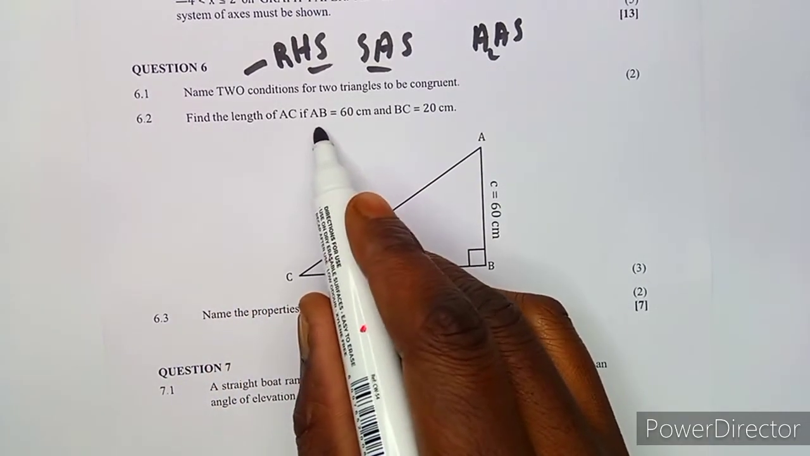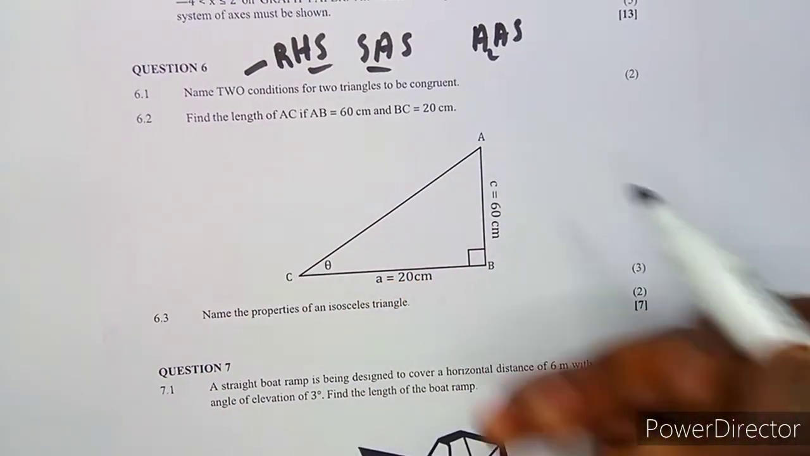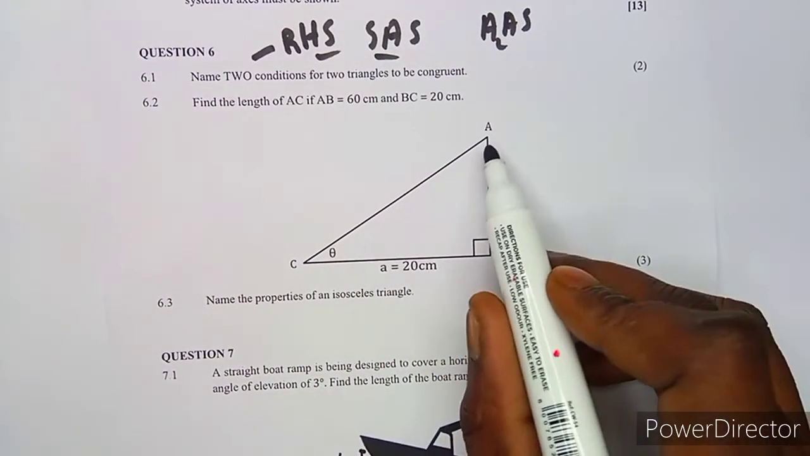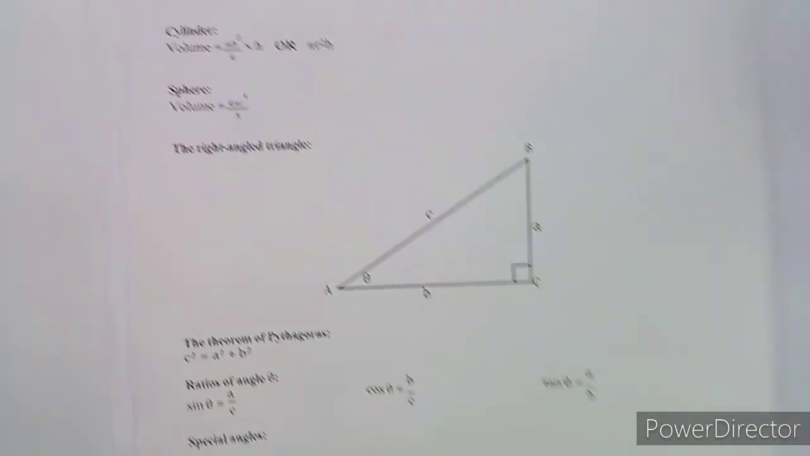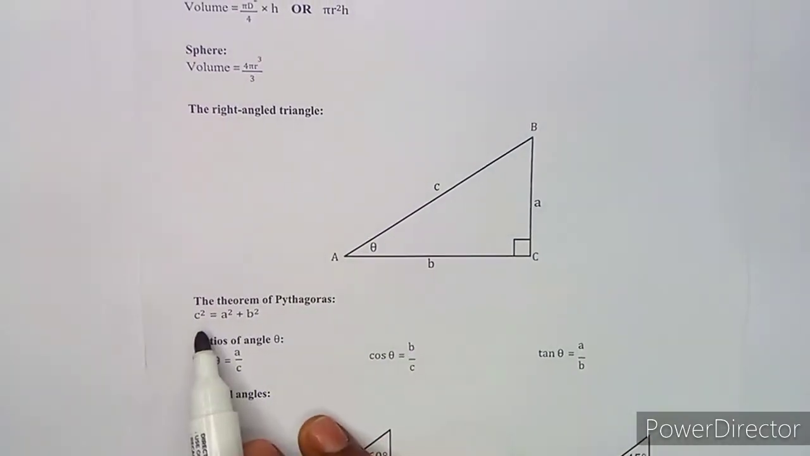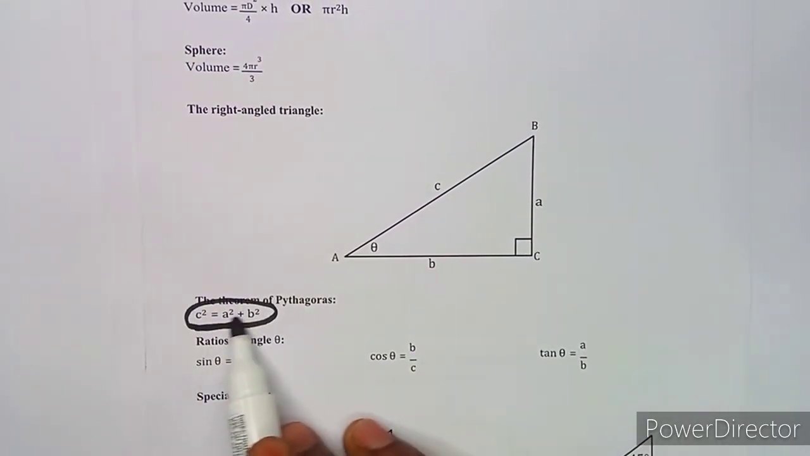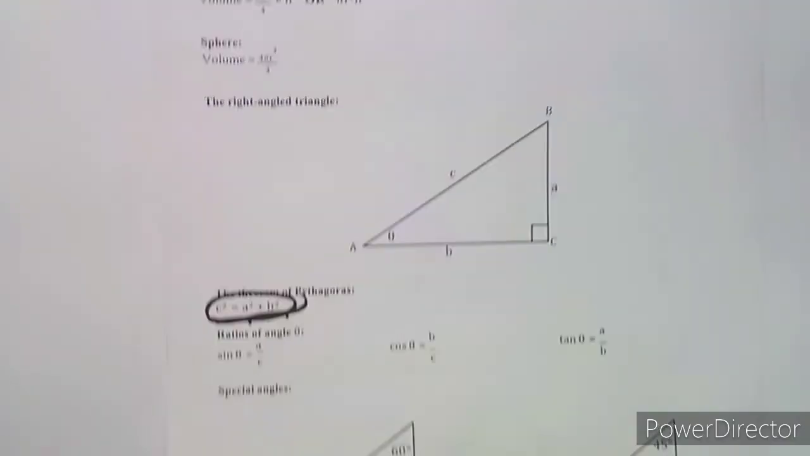Find the length of AC if AB is 60 centimeters, BC 20 centimeters. You want to calculate the length of AC. As you can see, guys, this one you're going to apply your formula sheet where you are given the Pythagoras theorem. Remember, if you are working with a right angle triangle, you can apply the Pythagoras theorem, which says that c squared is equal to a squared plus b squared.